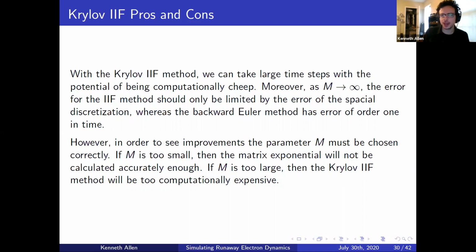But there's a con of the IIF method, and that is that we must choose this parameter m correctly. If we choose m to be too small, then our matrix exponential approximation may not be accurate enough, and we won't get accurate solutions to our PDE. If we choose m to be too large, then this IIF method would be too computationally expensive. So we want to choose m correctly to get both this computational cheapness and this accuracy.